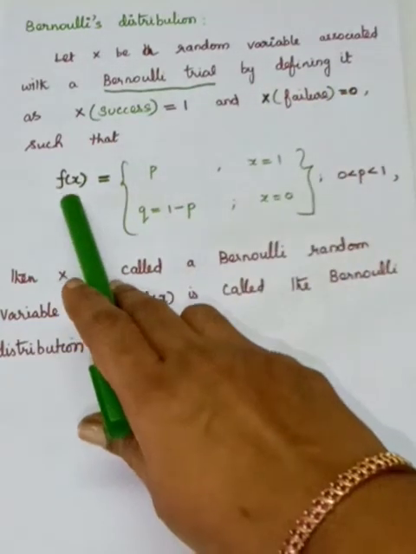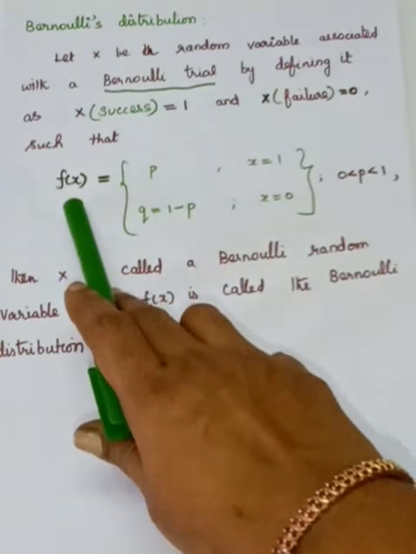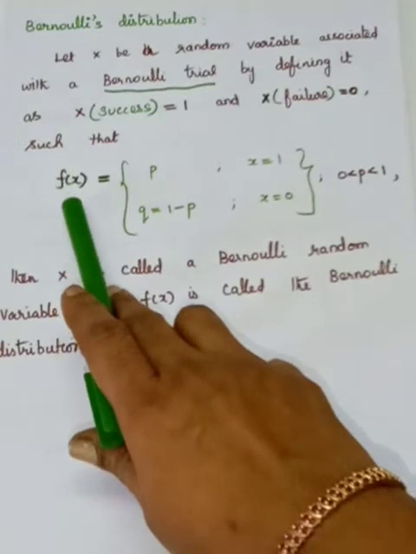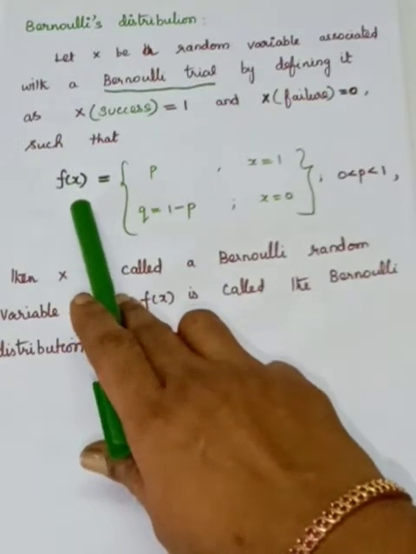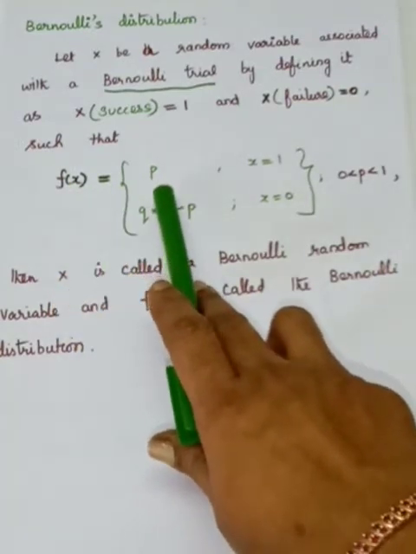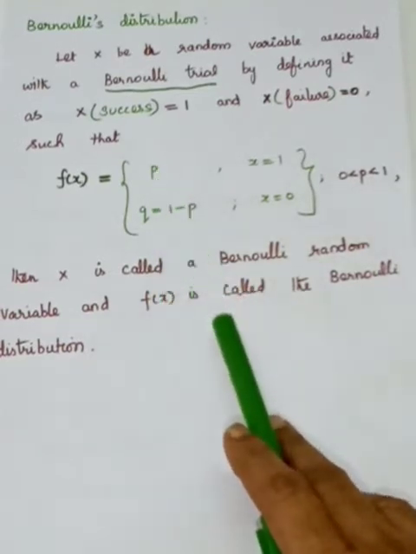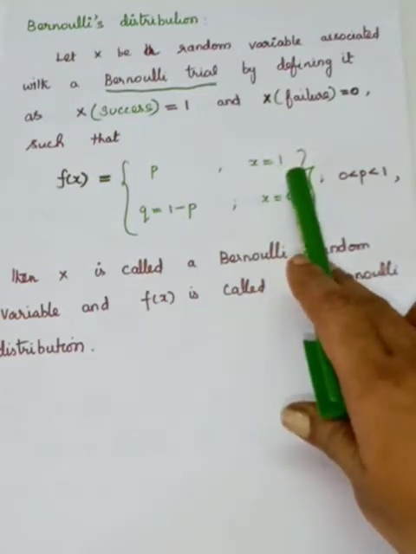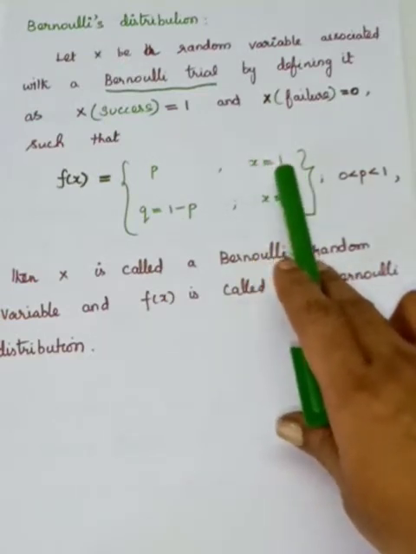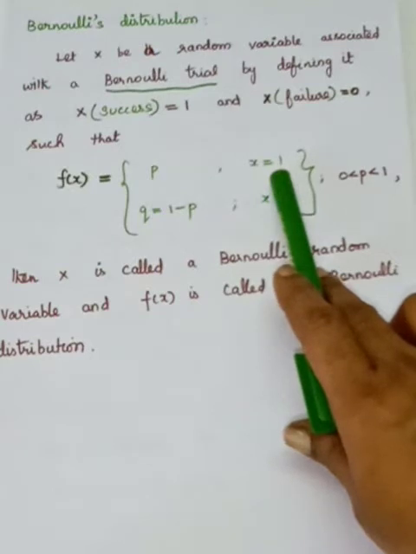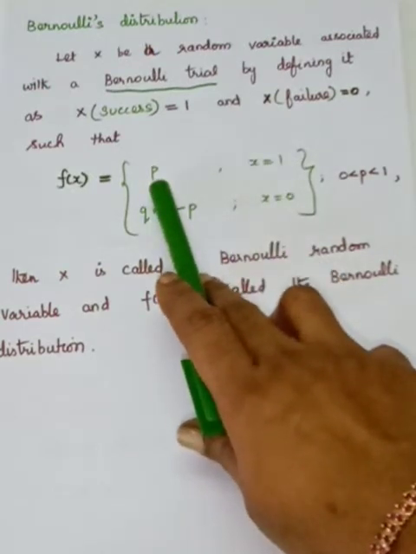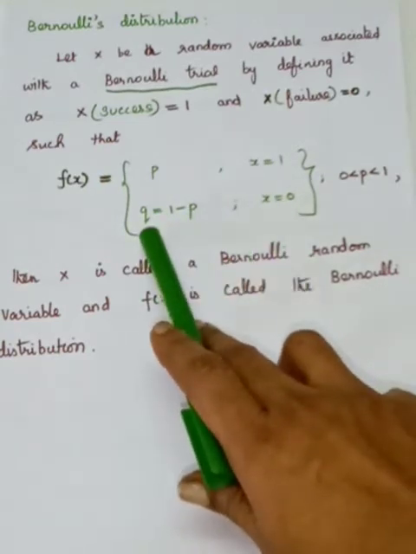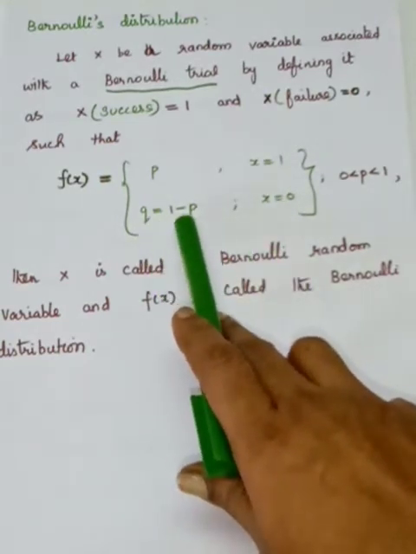So therefore your probability mass function, otherwise we can denote it as P of X is equal to x. P is what? It's the probability of success when X is equal to 1. So the X value is 1, that is the number of successes is 1, means the probability is p. X equal to 0 means you are getting failure whose probability is q. Okay, q can be written as 1 minus p.